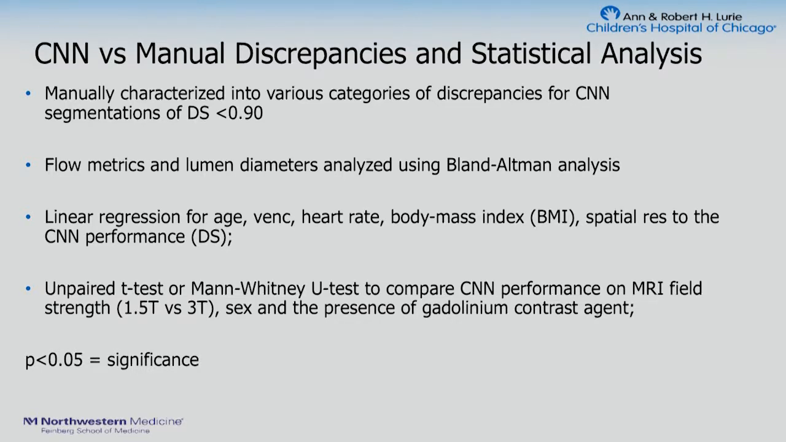Segmentation performance metrics were reported as the mean plus or minus standard deviation for normally distributed data, or the median and interquartile range for non-parametric data. Flow metrics and lumen diameters were compared with their corresponding manually generated values by Bland-Altman analysis. Linear regressions were used to assess the impact of demographic and scan parameters on CNN performance with dice scores as the metric, and comparisons were performed to assess the performance of the CNN on different MRI field strength, as well as for different sex and the presence of contrast agent, using an unpaired t-test or a Mann-Whitney U-test.